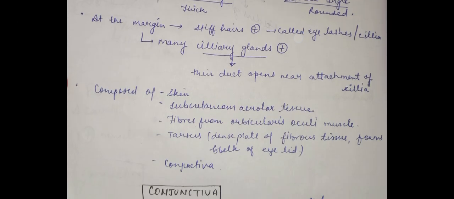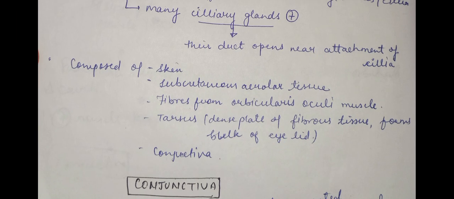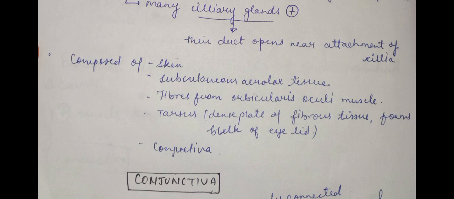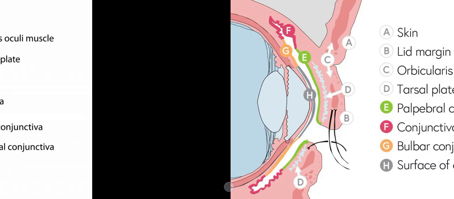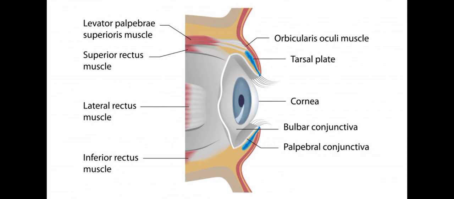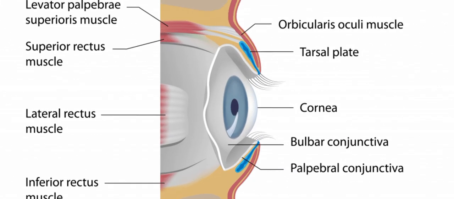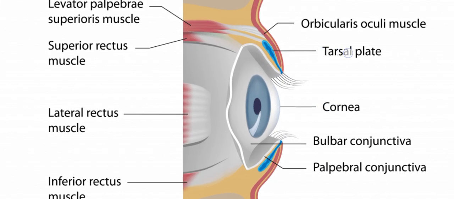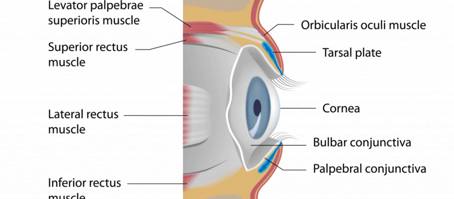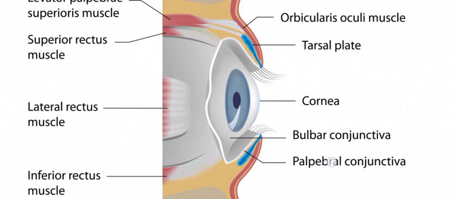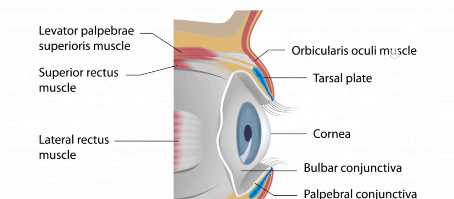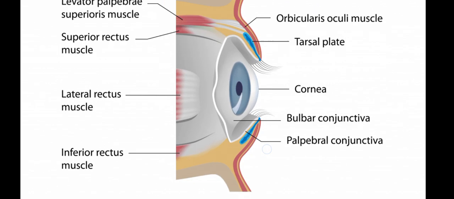Now eyelids are composed of: first layer is the skin, second is subcutaneous areolar tissue, then the fibers from the orbicularis oculi muscle, then the tarsus. What is tarsus? It is a dense plate of fibrous tissue, forms the bulk of the eyelid, and then the conjunctiva. See, we have seen this diagram. Now you can see this is the cornea. Then we have this tarsal plate, which is a dense plate made up of fibers. Okay. Then you can see the orbicularis oculi muscle. Clear? Now let us see the remaining structures in this.